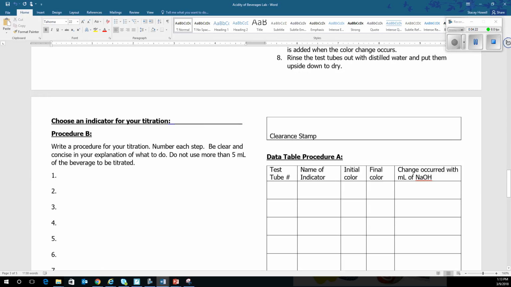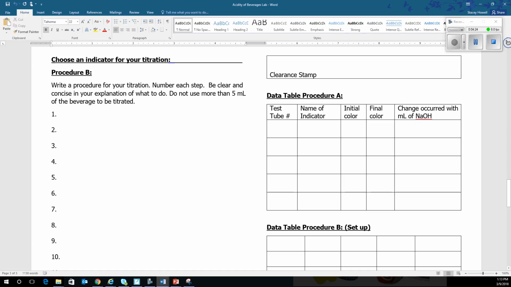Now, you'll notice that there is no procedure for the titrations. You've done a quick titration, you've done a pH probe titration. I want you to write the procedure for this. Okay? So you need to write this before you come next time, and then you have to have a clearance stamp before you go back in lab. So you've got to have the pre-lab done and your procedure done by next time.